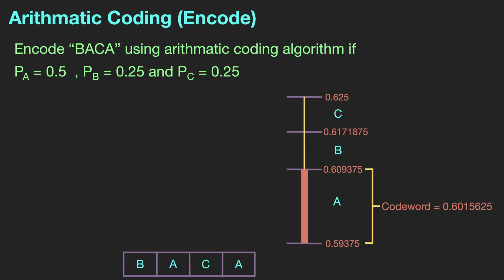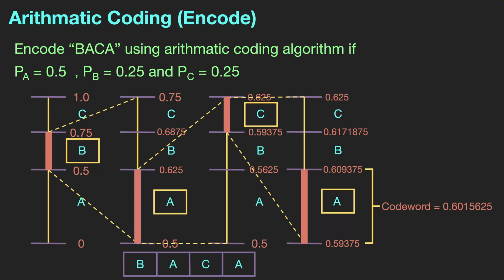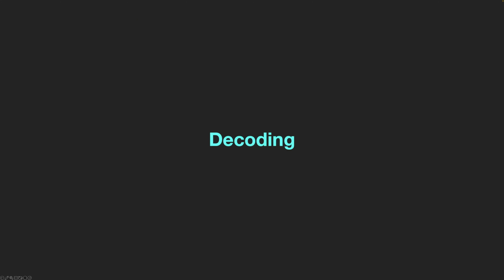The average value will be the generated code word, which is 0.6015625. Now the whole encoding process looks something similar to this. Now let's check the decoding process.